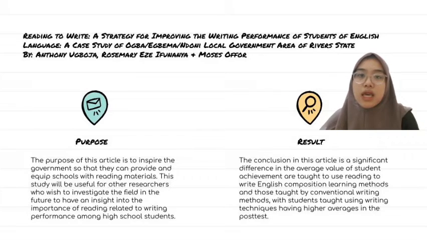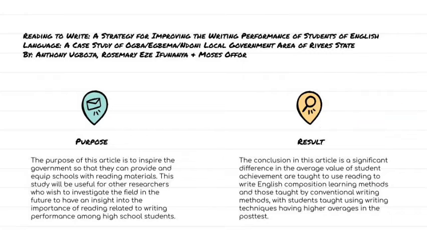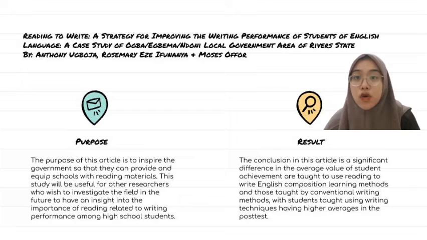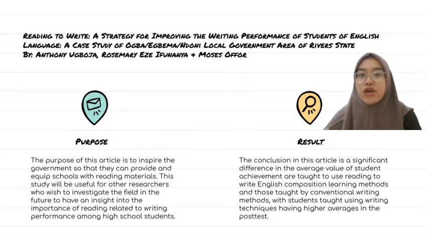This study will be useful for other researchers who wish to investigate the field in the future to have an insight into the importance of reading related to writing performance among high school students. Result. The conclusion in this article is a significant difference in the average value of student achievement between those who use reading to write English composition as a learning method and those taught by the conventional writing method.